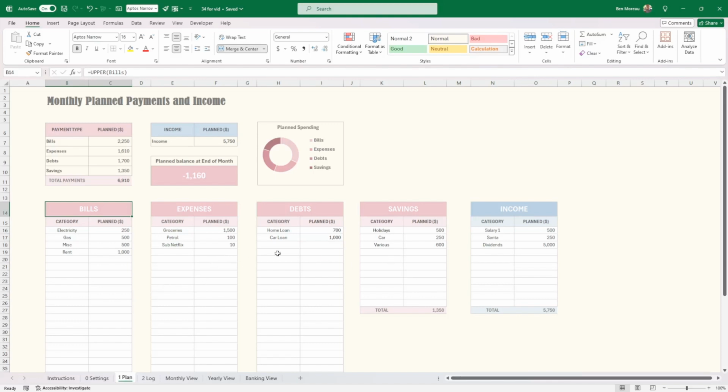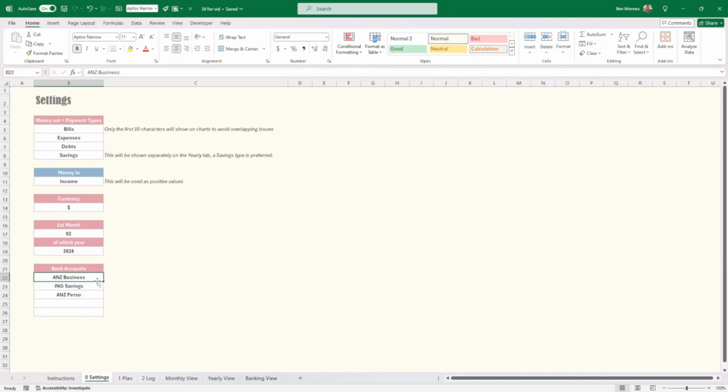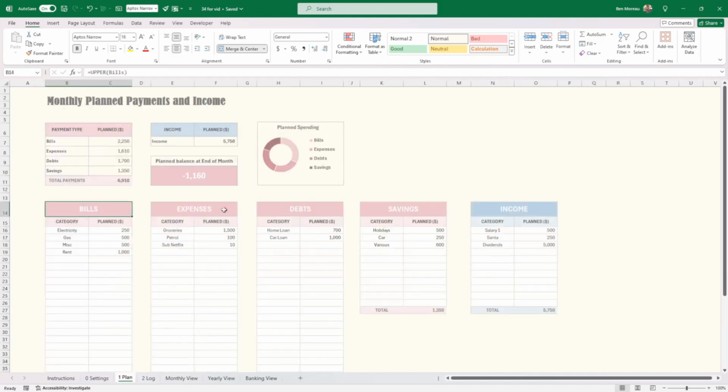First, I'm going to start at the bottom for a change. These are the 4 expense types that we have defined here: bills, expenses, debts, and savings. Those are here. And that's the income, that's the other one. So what do you do with this? You create categories. And how do we create categories? You just input them here. So here are all the categories that you have. We will see them again in the log. If that doesn't make sense, it will make sense very soon.